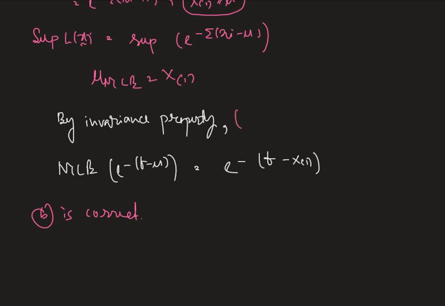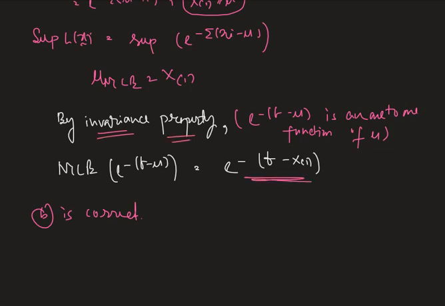Here we write that e^(-(t - mu)) is a one-to-one function of mu. Therefore we can apply the invariance property of MLE, and we get the MLE as e^(-(t - x order 1)).